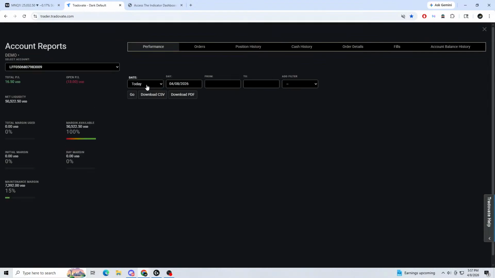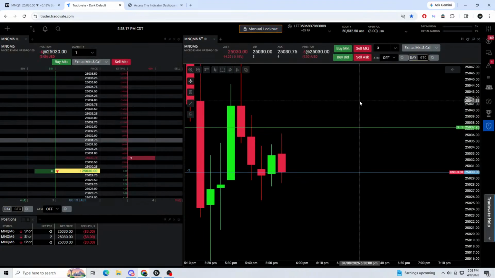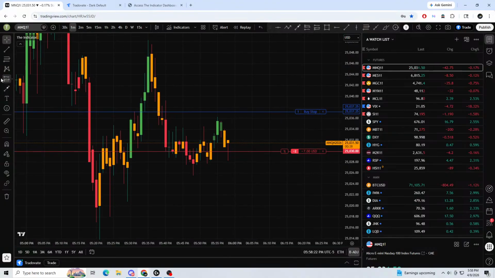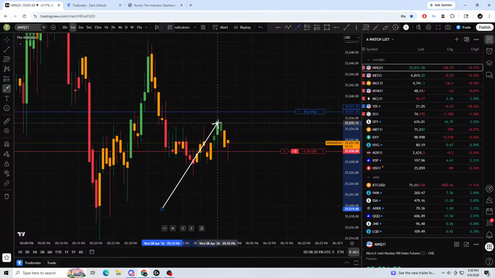Overall on the account for today, we're at 68% win ratio. We're up $660 on the account, so we're looking pretty okay. This is a funded account, or it's a live account right now. Okay, it's looking good. We're in extreme chop right now. Notice here, bearish, balanced, bullish, but we're not moving anywhere.